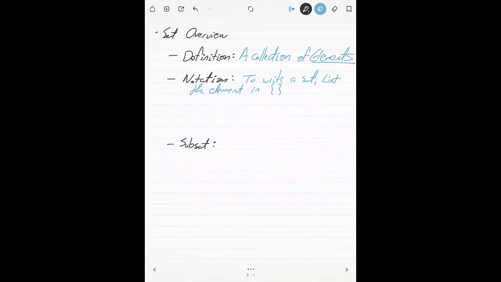That's what these are, those curly braces. You should see them on the keyboard, on your laptops. You can see them on your phones. So be able to write these curly braces. They look like this. Okay? We're going to list the elements in these curly braces and separate the elements with commas.